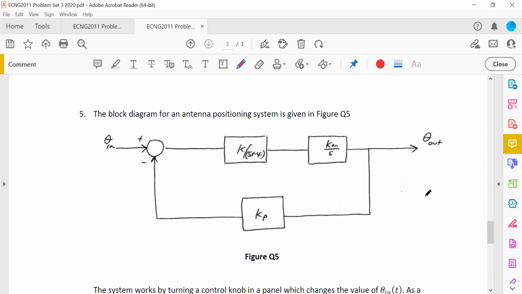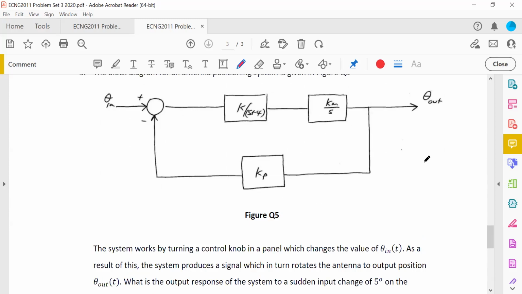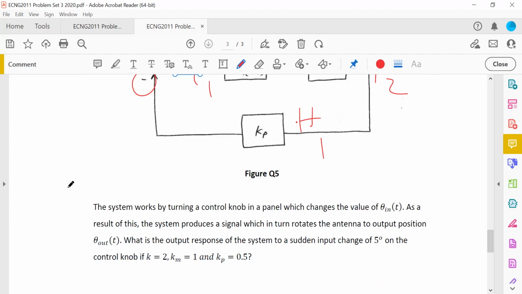And the last one, this one again is just where you're simplifying this diagram. So the overall thing will be, this is G1, this is G2, this is H1. So the forward block is G1, G2. So the overall transfer function, check the sign here, is G1 G2 over 1 plus G1 G2 H1. You substitute for each of them, and then you substitute for the values for K, Km, and Kp.